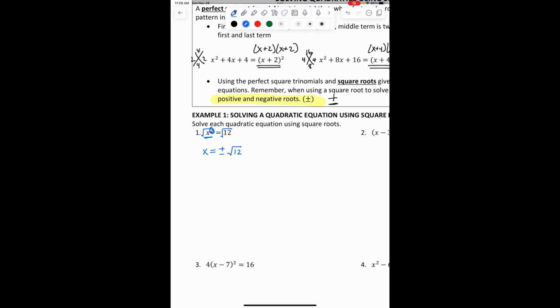So going back to the day 1 stuff here, 12 is 4 times 3, right? And we can take the square root of 4. So we would say this is, square root of 4 is plus or minus 2 square root of 3 would be our simplified answer, okay?